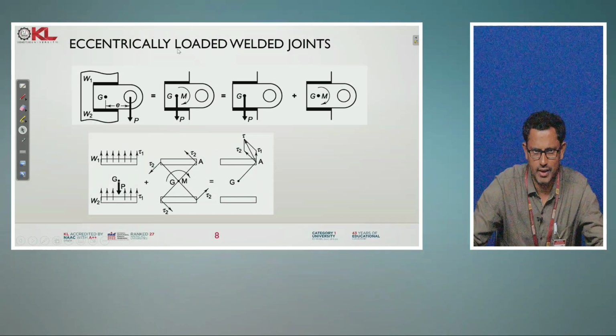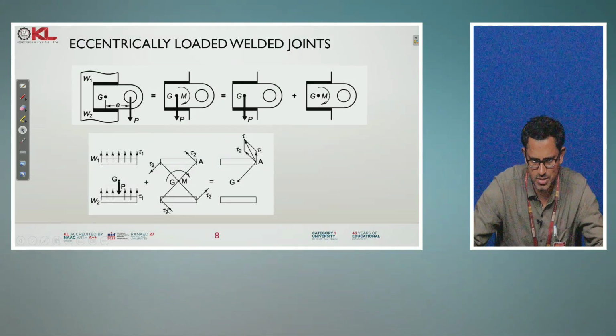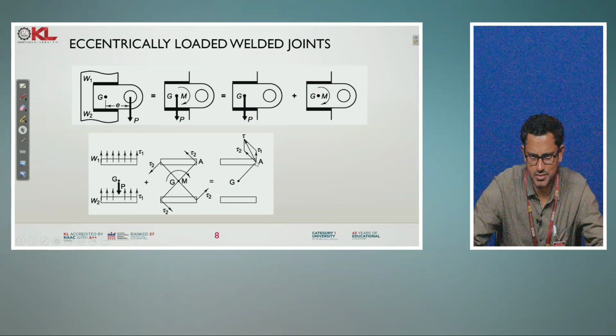As I already told, the parallel fillet welds are subjected to eccentric loading. Because of this, we get the primary shear stress, and because of this P into E effect, we get the secondary shear stress. So tau 2 is known as the secondary shear stress, and tau 1 is known as the primary shear stress. By using the parallelogram theory, with tau 1 the primary and tau 2 the secondary, you can calculate the resultant shear stress.